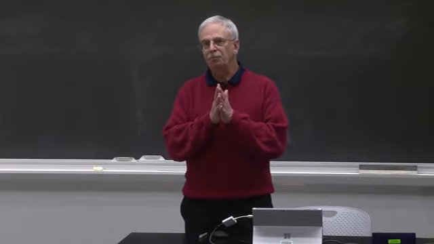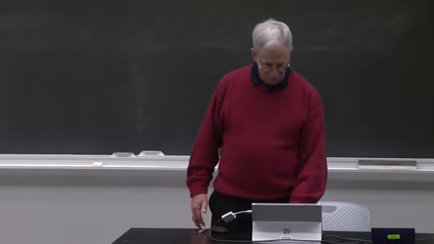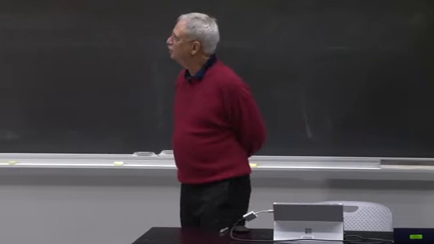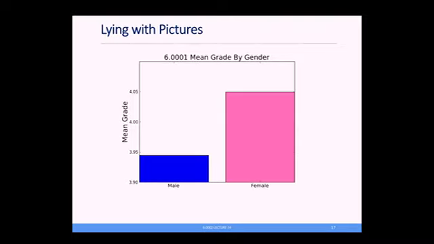Now that said, pictures are wonderful, but you can lie with pictures. So here's an interesting chart. These are grades in 60001 by gender. So the males are blue and the females are pink. Sorry for being such a traditionalist. And as you can see, the women did way better than the men. Now, I know for some of you this is confirmation bias. You say, of course. Others say impossible.